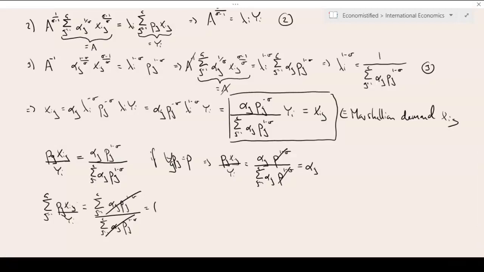Okay, but the key point of this video is just to show you how to derive the Marshallian demand of a good under a CES utility function.